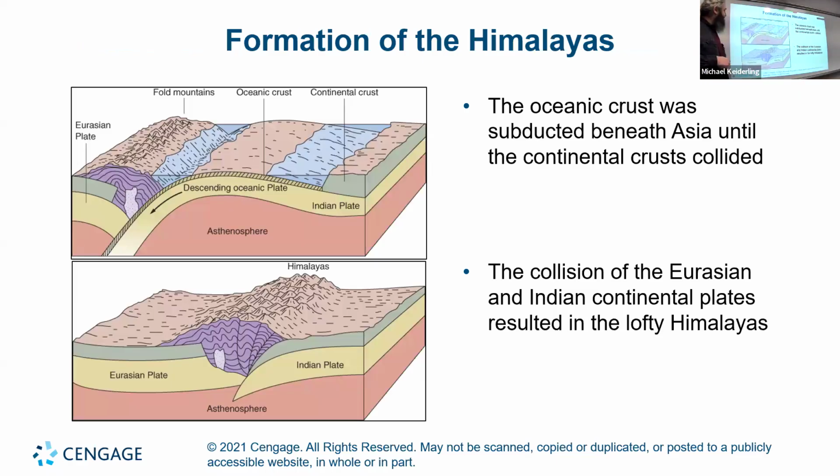The formation of the Himalayas: the Indian plate was over here, the Eurasian plate is over here, the descending ocean plate is here, and material that had built up in between basically got scraped off and piled up on top. And this oceanic crust was subducted beneath Asia until the continental crusts collided, and the collision of the Eurasian and Indian continental plates led to the Himalayas. And again, the Indian plate is still moving north today into Asia, rising up that portion. The Himalayas and the Tibetan Plateau are both getting higher.